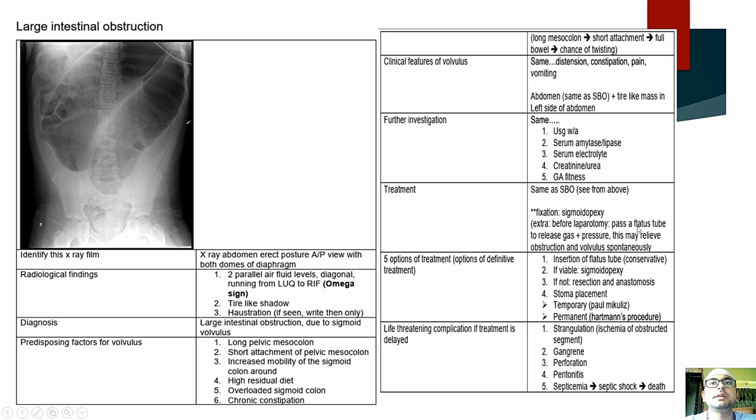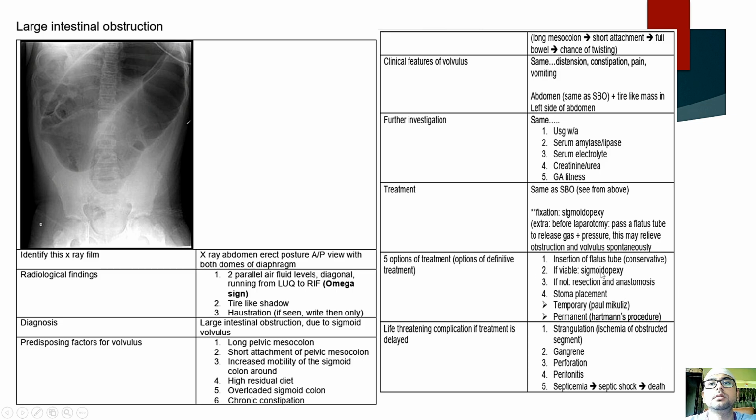Before laparotomy, pass a flatus tube to release the gas and pressure. This may relieve the obstruction and volvulus spontaneously. Why? Because we push a rubber tube through the anus to try to derotate it, and it can cause release of some stool, the stuck materials. Sometimes the patient will be relieved and the obstruction will be relieved, but it is temporary, so we must do laparotomy and fix the colon in the abdomen, right?